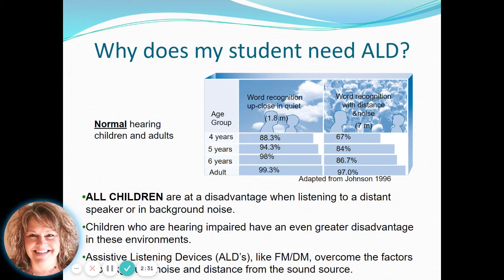With the word recognition with distance and noise, you can see that it dramatically changed from 4 years to 6. They went down to 67% at 4 years, 84% at 5 years, 86% at 6 years. Adults didn't change that much. But the main thing is that you see that big jump in a change due to their language development, still learning speech. So having that noise and distance, even with normal hearing, can cause quite an impact on a student. Now, add a hearing loss, that makes it even more difficult, and that is where the assistive listening device would help. That helps to overcome those boundaries.